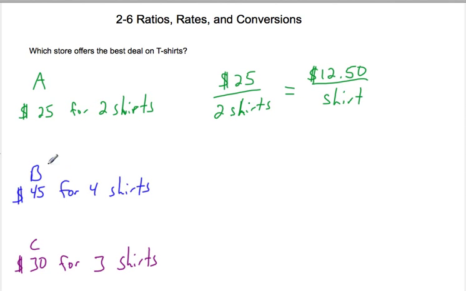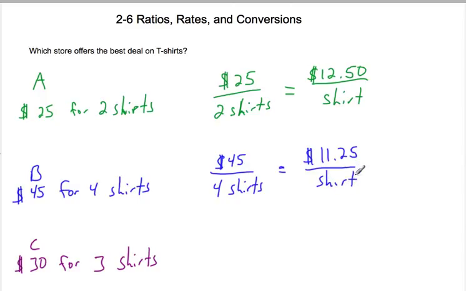Then if we go down to store B, they sell 4 shirts for $45. So if we divide $45 by 4, what do we get? Well, dividing 45 by 2 gives us $22.50, and then half of that is $11.25. So we got $11.25 per shirt. So far, store B is the better deal.